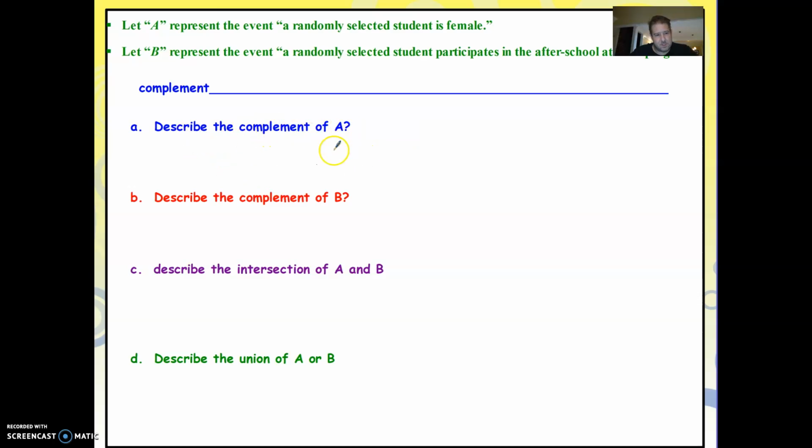Describe the complement of A, just did that. Describe the complement of B, did that. Describe the intersection of A and B. Intersection just means where the two meet. So A and B means you have to be both. So you're both a female and you participate in sports. That's what you would write here. Females that also participate in sports. Union is you only have to be in one or the other. So that would be females or people who participate in sports. So intersections are ands and unions are ors. Remember if we did probability in the last video, it's much harder to be an and than an or because with and you have to be in both categories, with or you only have to be in one or the other.